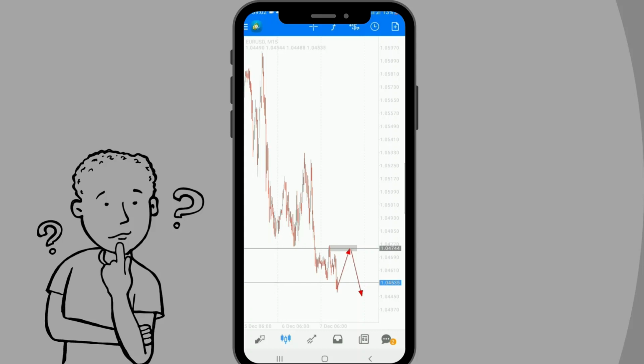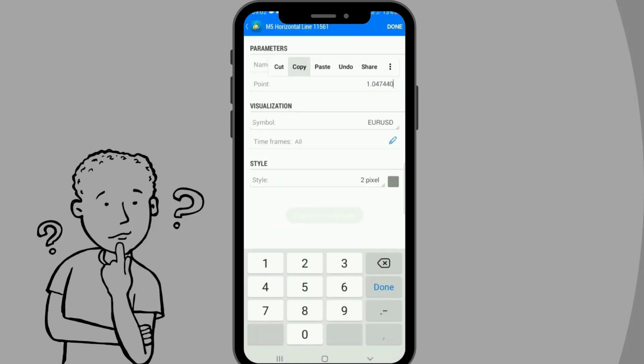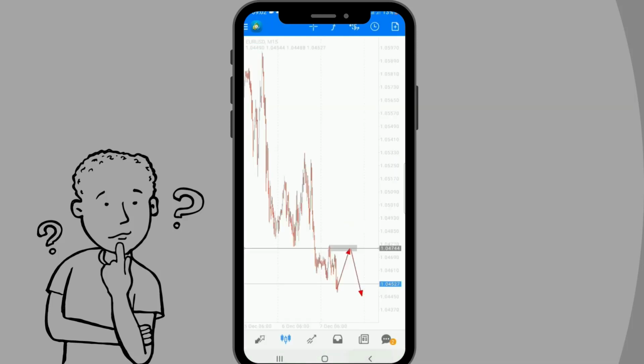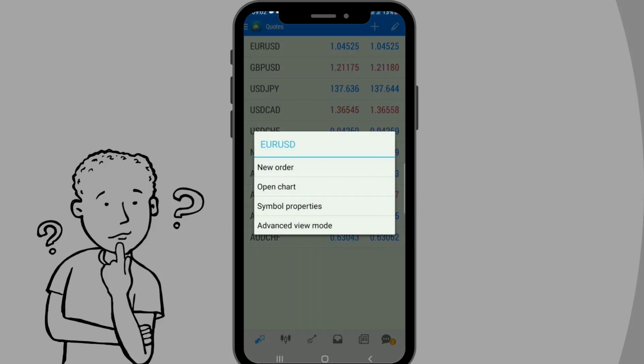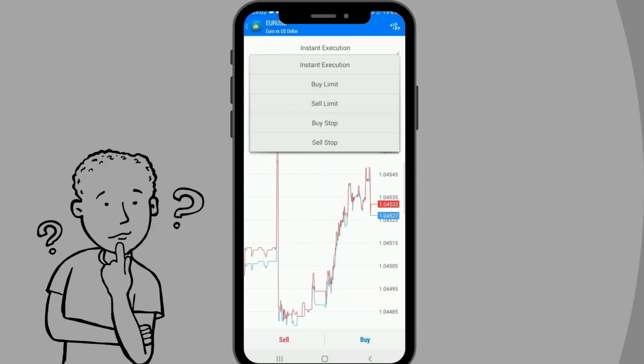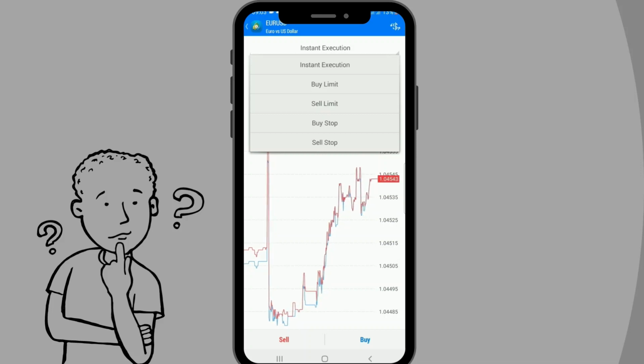So I'm going to click it, go to properties, copy the price, go back to new order, click new order. It will show you 4 types of market orders, actually 5 types. Instant execution, buy limit, sell limit, buy stop, and sell stop. I actually explained how to use buy stop and sell stop in a previous video, so make sure you watch it. So I'm going to explain how to use sell limits and buy limits today.